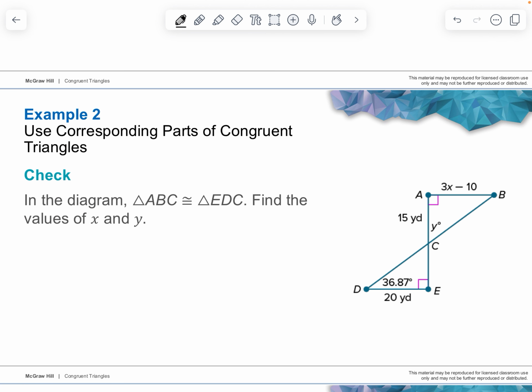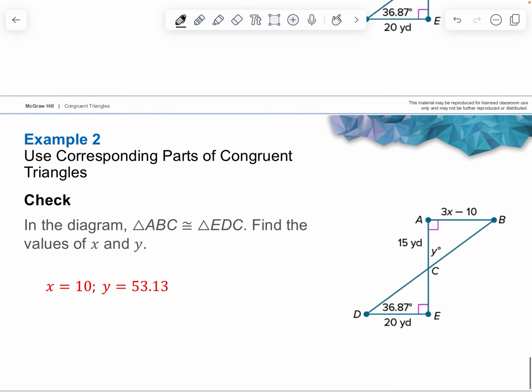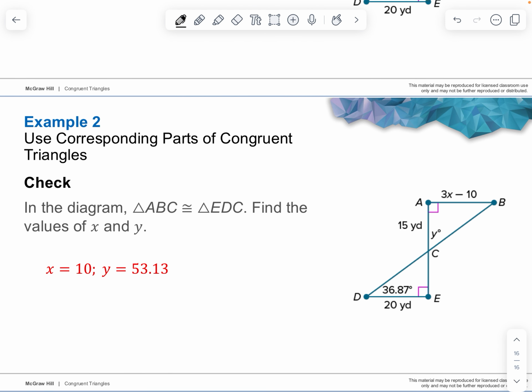All right, I'm going to have you pause me while you solve example 2, this check. Solve for x and y. All right, did you get that x was 10 and y was 53.13? I hope so.